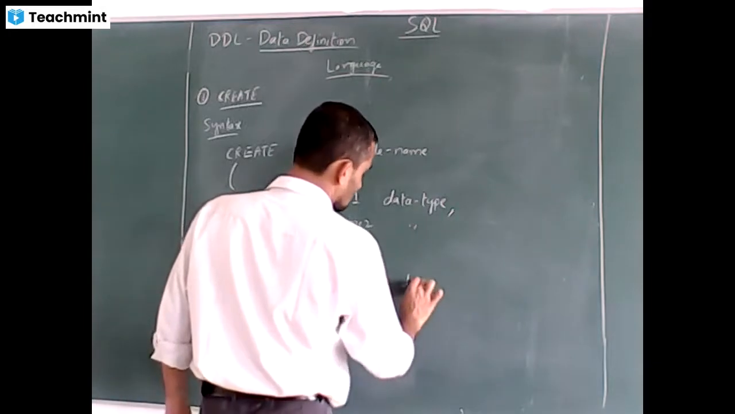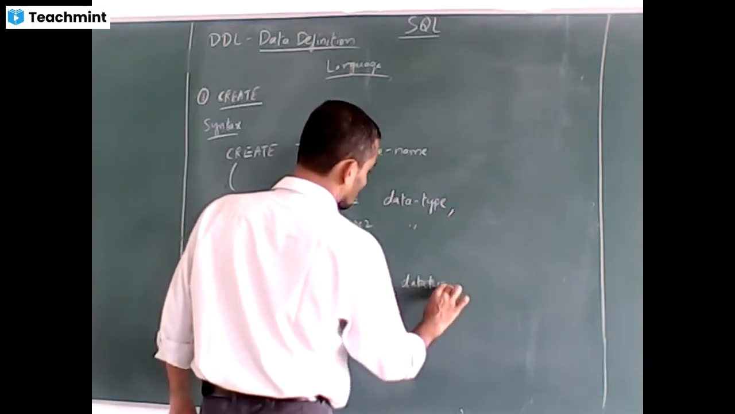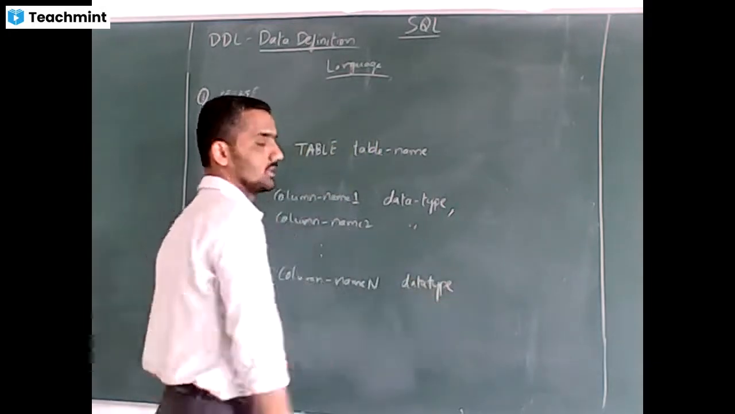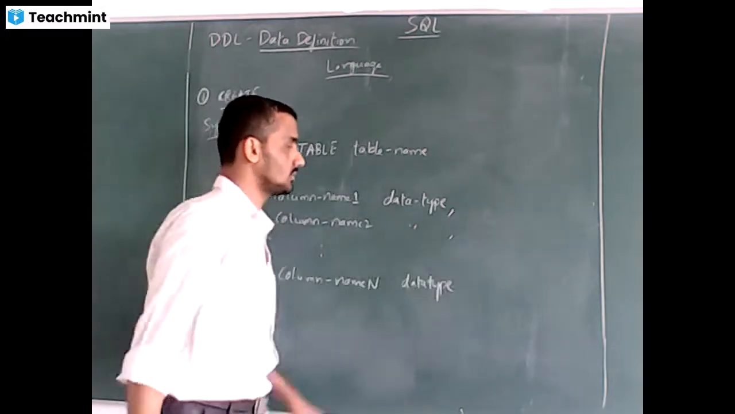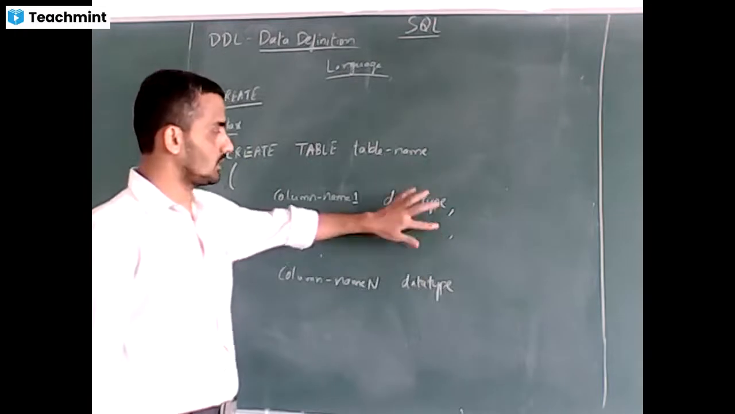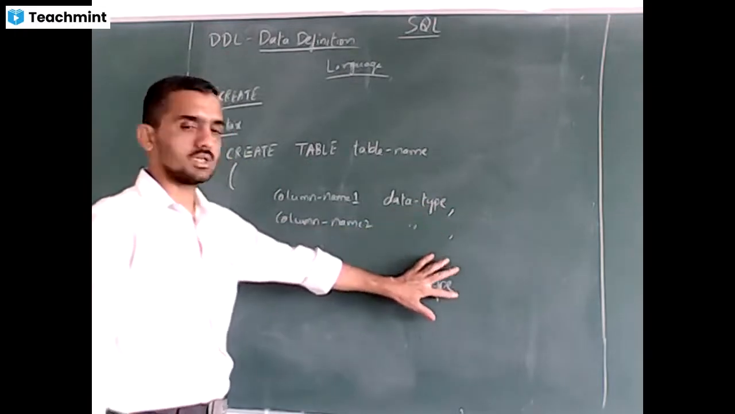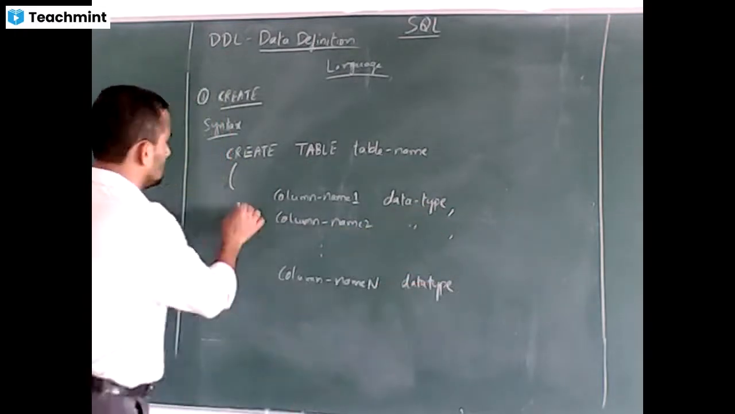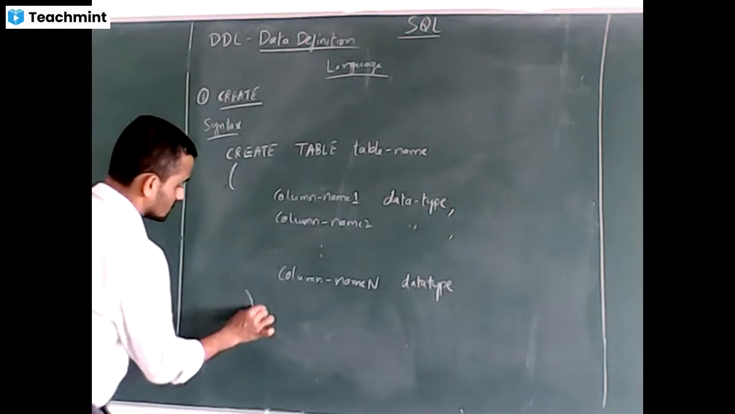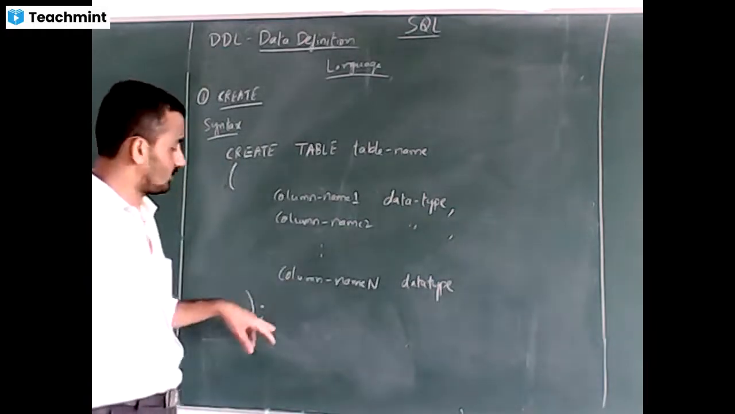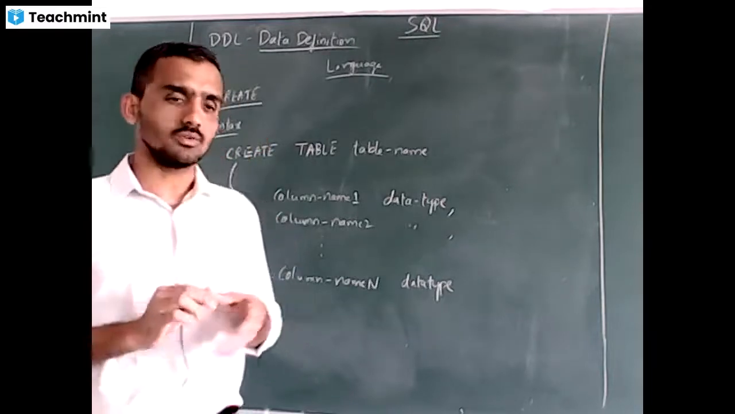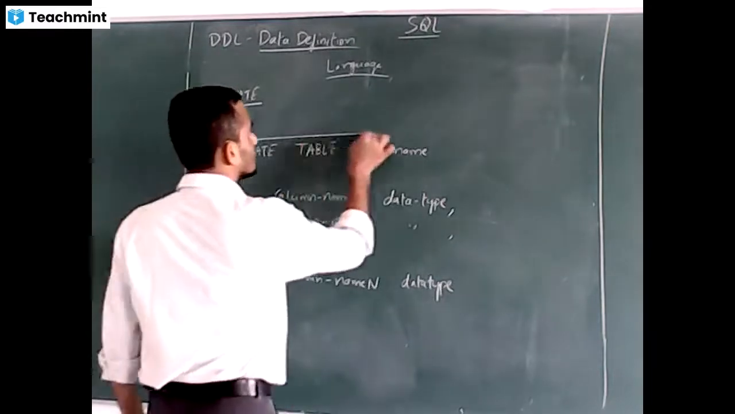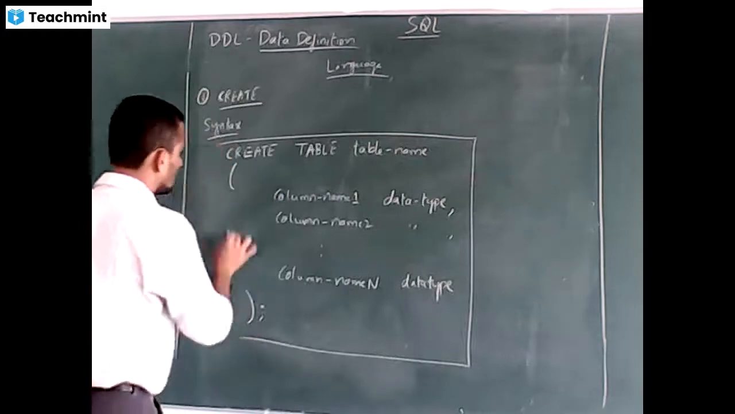For the last column, there is no need to write a comma; it should not be written. For all the columns before the last one, you have to put a comma. For the last column, you should not put the comma symbol. Then you have to close this with a semicolon. Just make a habit of putting the semicolon, though in some SQL software it will work without the semicolon also. So this is the syntax of the create command.